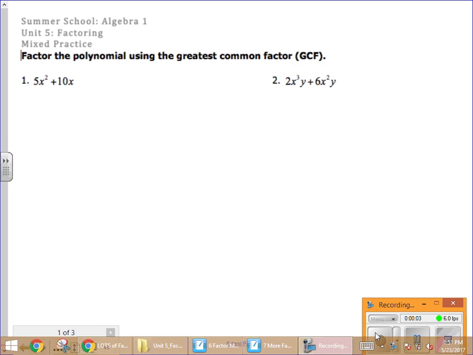This is the Algebra 1 Summer School Unit 5 Mixed Factoring Practice. This is one of many files of mixed practice. What this is going to have is I'm going to do numbers 1 and 2 from the first section, number 5, 6, and 7 from the second section, and 13 and 14 from the third section of this page.